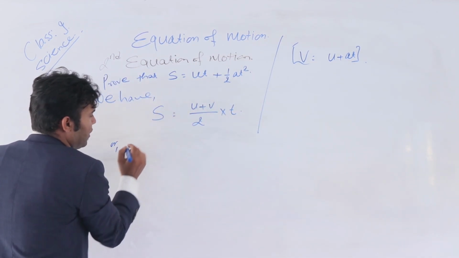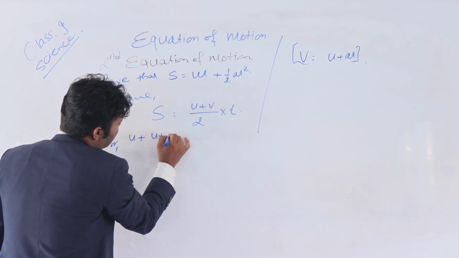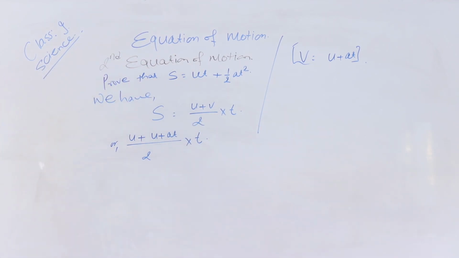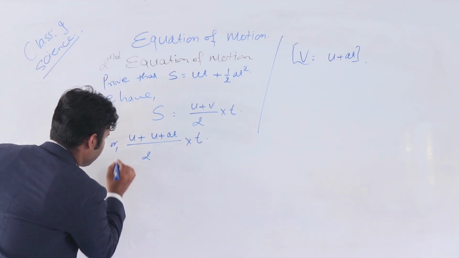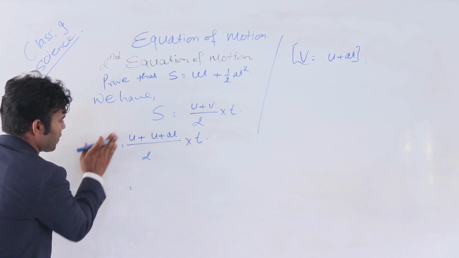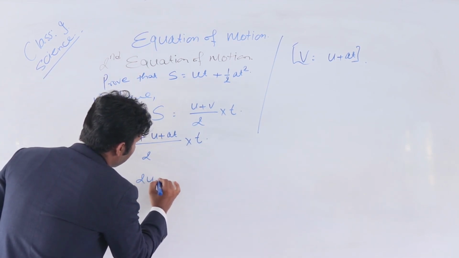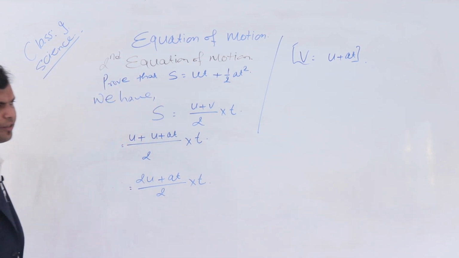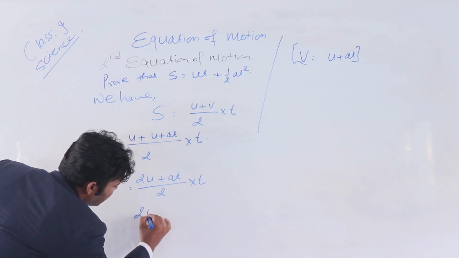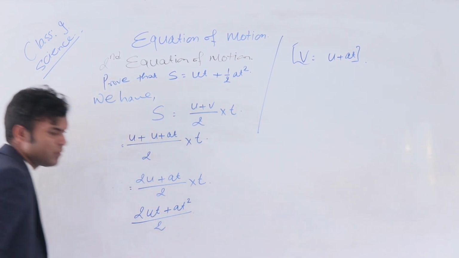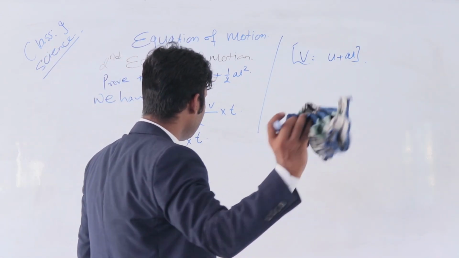Or U plus U plus AT upon 2 multiplied by T. Isn't it? Okay. Or 2U plus AT upon 2 into T. Okay. 2U T plus AT square, whole divided by 2. Separate this one at first.